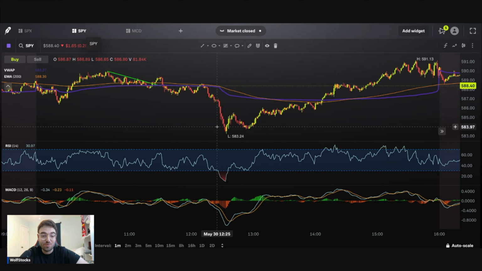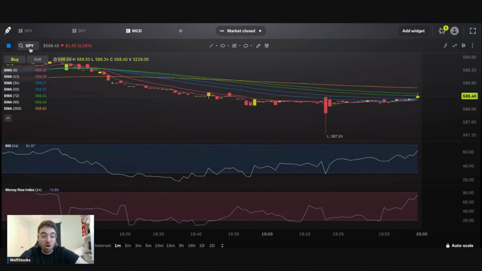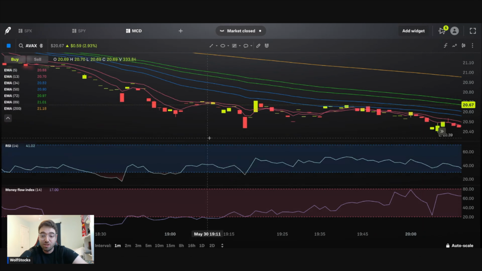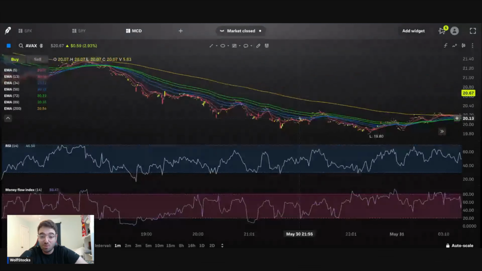And here we are, guys. We are on Robinhood Legend right now. We are now looking at the S&P 500 or SPY, and you can choose any stock you want. Look at this. You can look at Tesla, Apple, Nvidia, Amazon, Microsoft, Ford, every stock that is out there, you can look it up. You can look at crypto as well. You care about Avalanche? Sure, look it up. Look at what it's doing. It's all 24 hours as well.